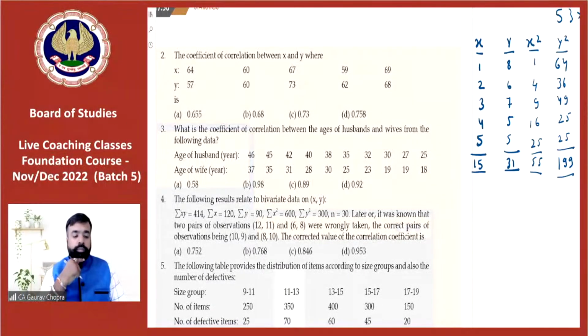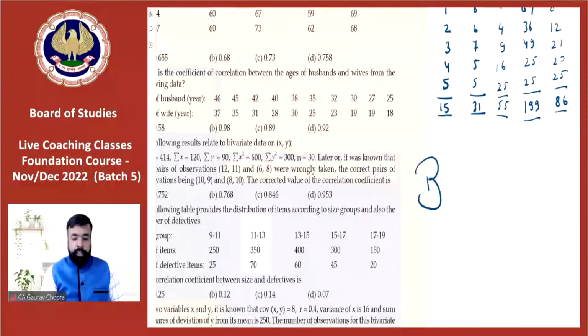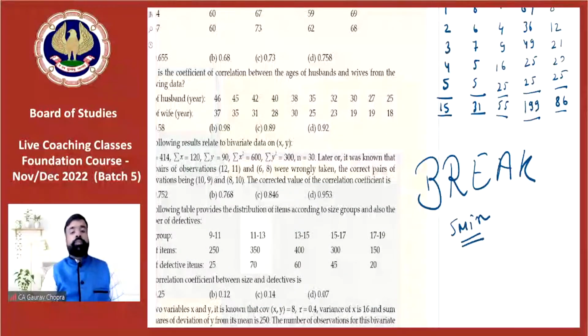Then third one. What is the coefficient of correlation between the age of husband and wife? So, before doing this, let us take a break of 5 minutes and then we will continue with these questions. Okay.